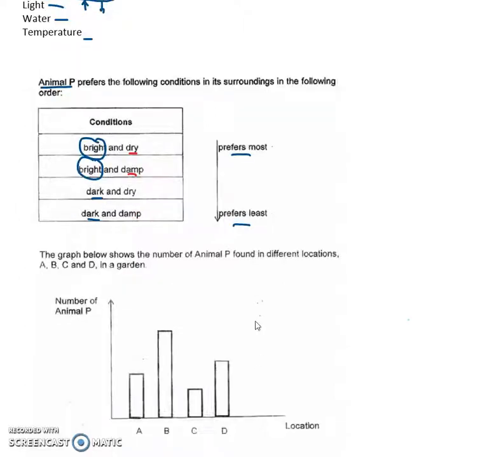So let's look at the question. In the question, the graph below shows the number of animal P found in different locations, A, B, C, and D in a garden. So number of animal P over here, location over here. The first thing you need to realize is the most and the least. So this is the least and this is the most. Therefore, you need to look at what it prefers the most, which is bright and dry. So this is bright and dry. And you need to realize that it prefers least dark and damp, so therefore this is dark and damp.